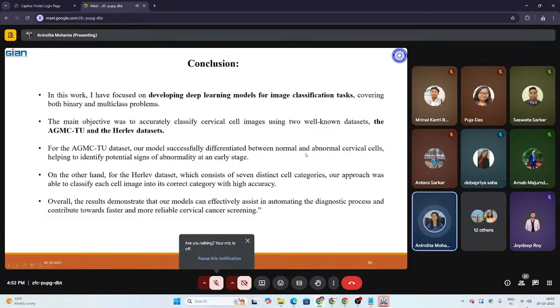For AGMC-TU, it differentiated between normal and abnormal cells, which helps to identify signs of abnormality at an early stage. On the other hand, for the Harlev dataset, which consists of 7 distinct cell categories, our approach was to classify each cell image into the correct category with high accuracy, and it correctly classified. Overall, the results demonstrate that our models can effectively assist in automating the diagnostic process and contribute towards faster and more reliable cervical cancer screening.